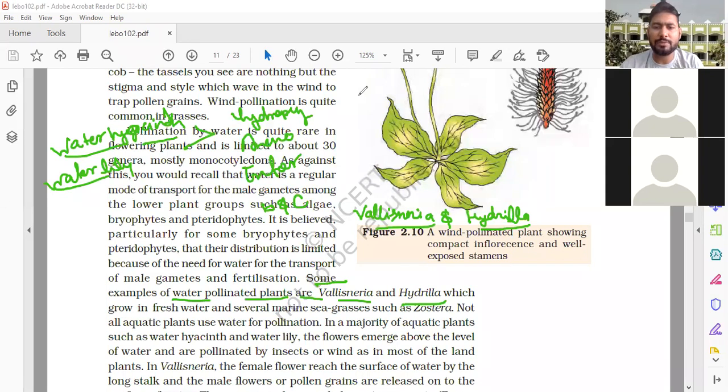Anyone, can you tell which will be the correct answer? I'm asking the question again, just look. Water hyacinth, that you can say Eichhornia crassipes, the terror of Bengal. So water hyacinth and water lily, in which plants, which type of pollination takes place? Hydrophily, anemophily, entomophily, B and C both. So what will be the correct answer? Anyone, can you tell?